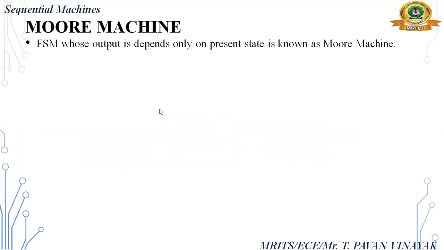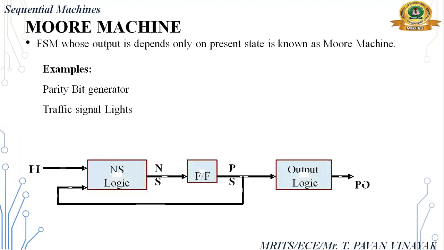Next one is Moore machine. So in a Moore machine, the output depends only on the present state. It doesn't depend on input. Examples are parity bit generator, traffic light systems, etc. See here, the output logic depends on the present state, meaning memory output. It doesn't depend on input. So this is the block diagram of Moore machine.